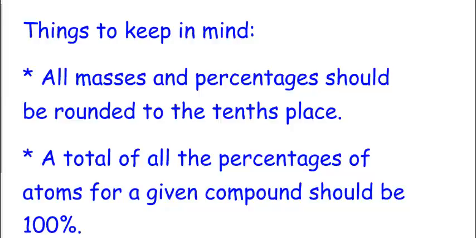Things to keep in mind. All masses and percentages should be rounded to the tens place. There really isn't a significant figure here because we don't have any values that are being measured. So I want you just to do everything to the tens place like we've already been doing with masses. Remember, that's 1 after the decimal place. Also, when you calculate your percentages, the total of all the percentages of the atoms for a given compound should equal 100%.